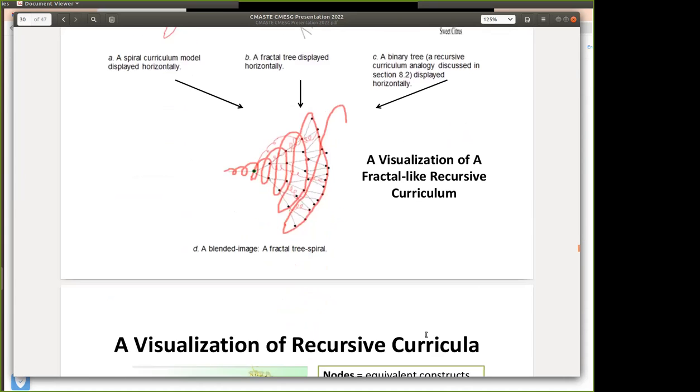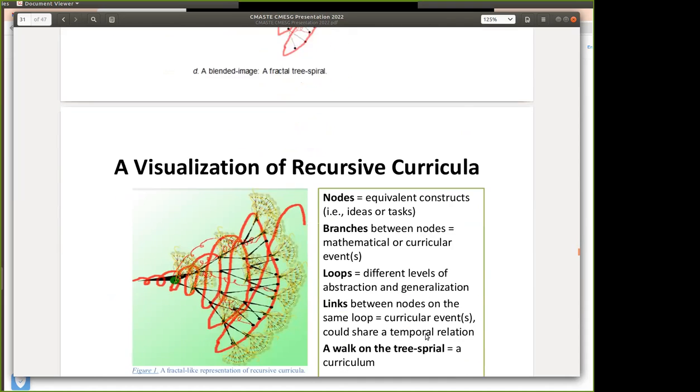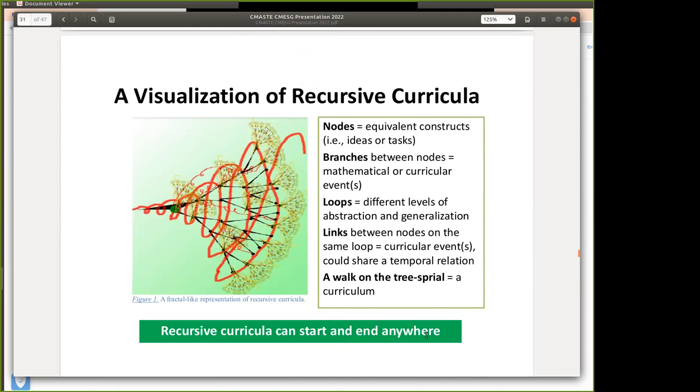If you treat the recursive curriculum as something that can start anywhere and end anywhere, then you can see a fractal-like image, which is the image that I showed at the beginning of my presentation. The nodes here are all equivalent constructs. They're like equivalent ideas or tasks. And the branches between the nodes are the mathematical or curriculum events. And the loops, the red loops, represent different levels of abstraction and generalization.